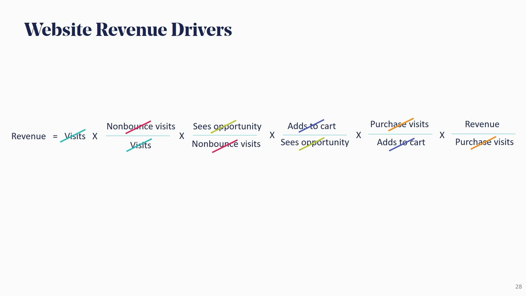Well then, replace revenue with customers here. All the other KPIs are still relevant, right? And then you have your customers per purchase visit, and then it all cancels out to that business metric you're looking to grow.